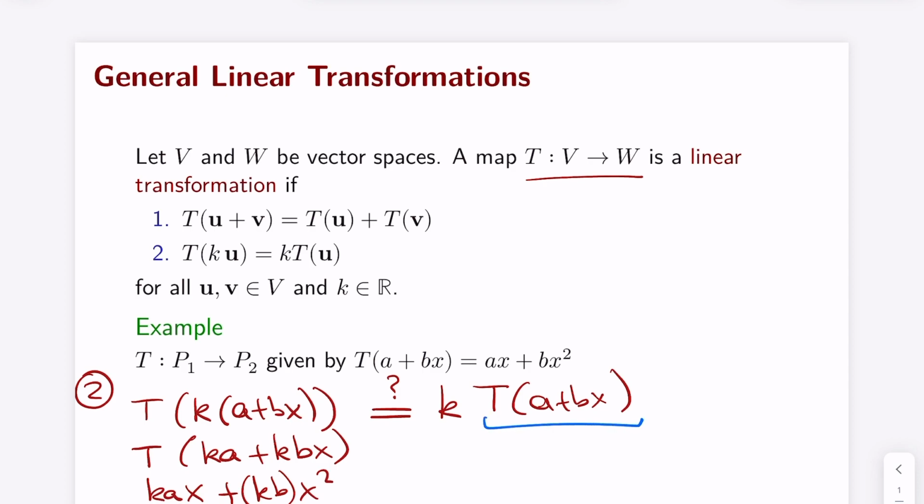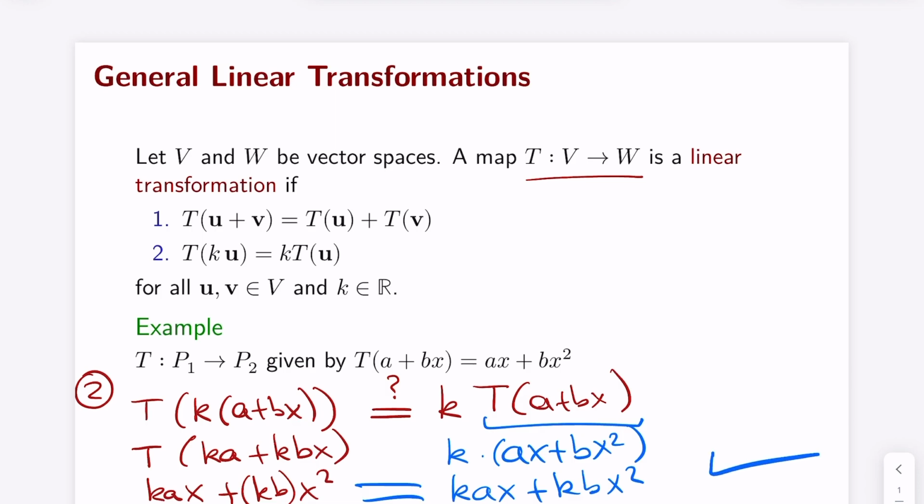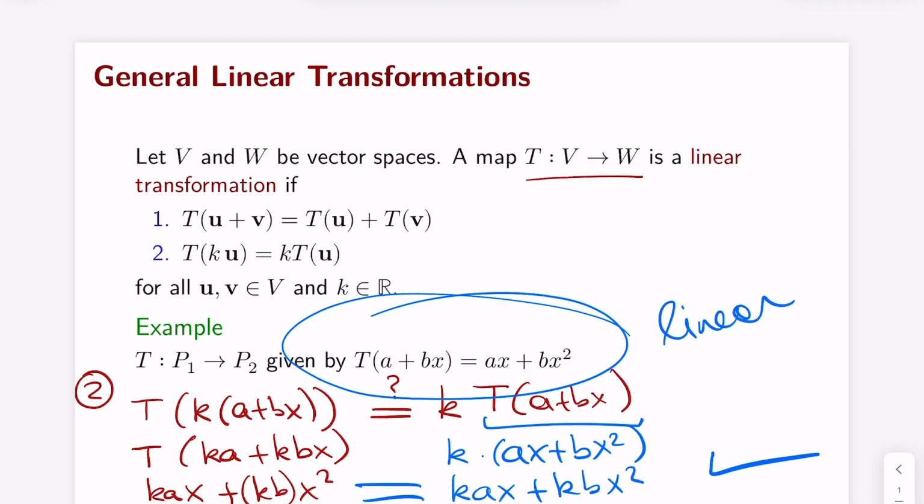And now we do the right part. So we need to do just this transformation here, so that will be k times, this transformation is just this, so that will be ax plus bx squared. Now we distribute, just in the polynomials, and so this is kax plus kbx squared. And we check, and these are exactly the same. So that means that this transformation that we have here is really a linear transformation.